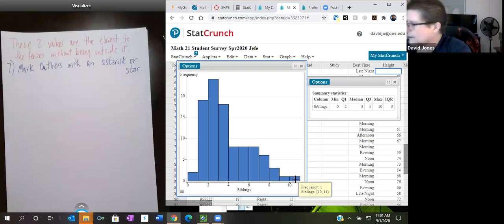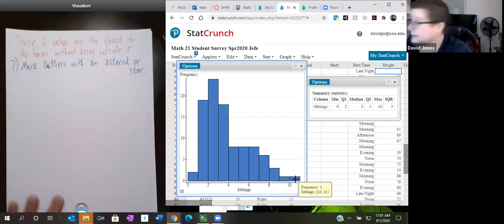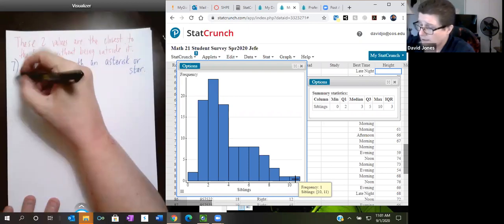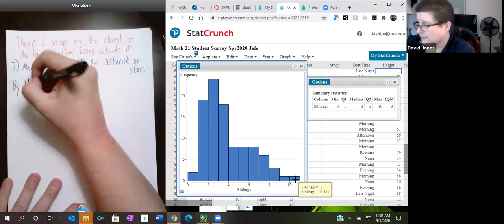So let's do that for our sibling plot. Pause it if you need a second to finish writing that down. You might need to rewind it. Let's do it by hand for the siblings.